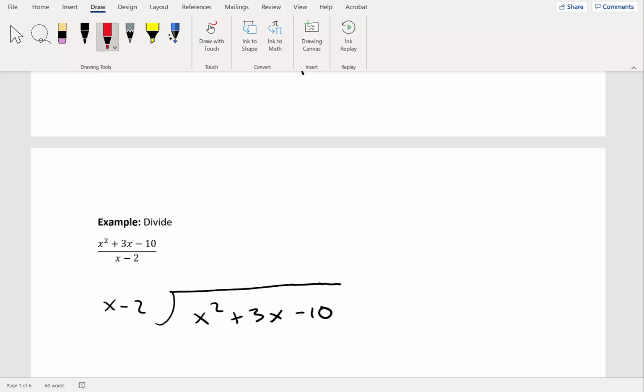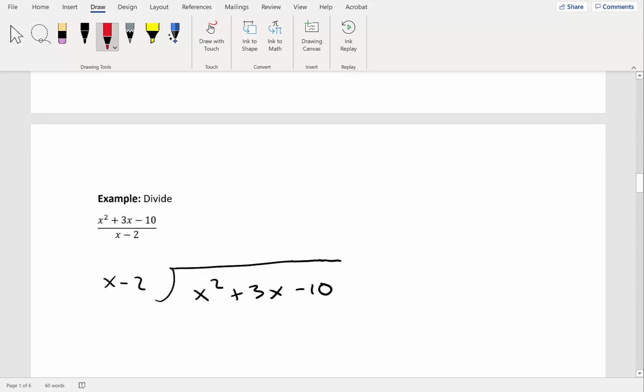Okay. Now let's go ahead and use the long division process. First, you want to check what can I multiply x by in order to get x squared.